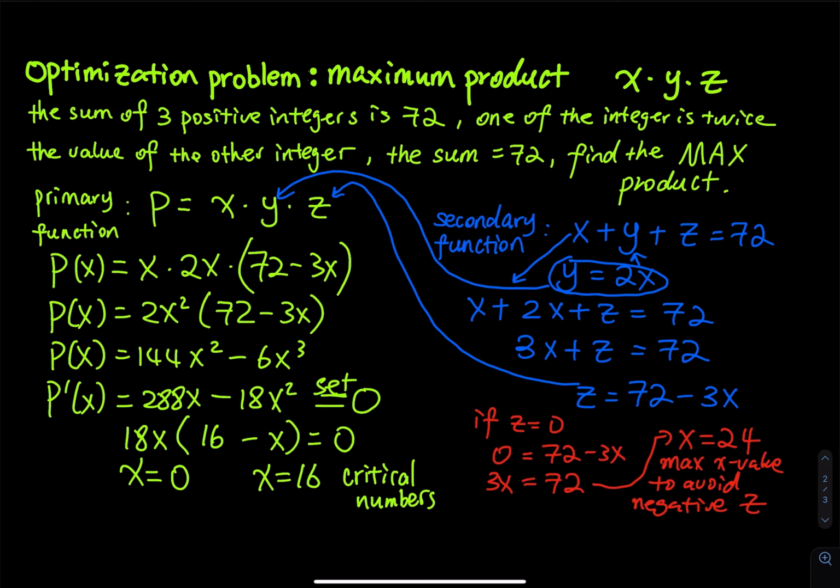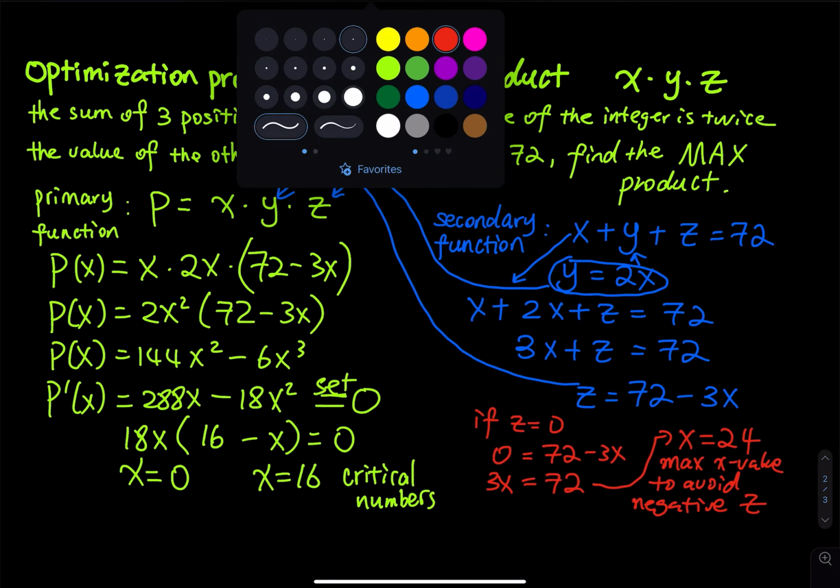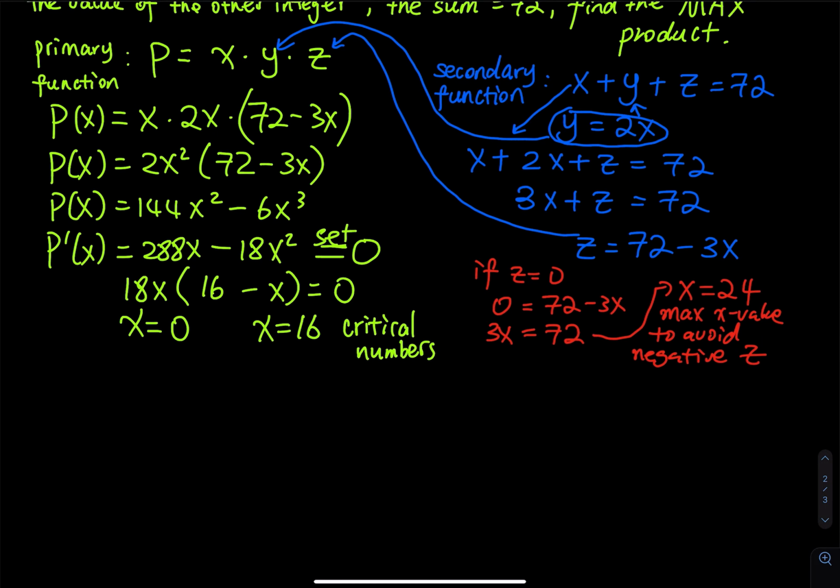Right? Because when x is too big, we will have to use negative z in order to get the sum equal to 72. So when you do the testing, the highest x you can go is 24. Okay. Now let's find the maximum. So for the maximum, we will have to go this way.